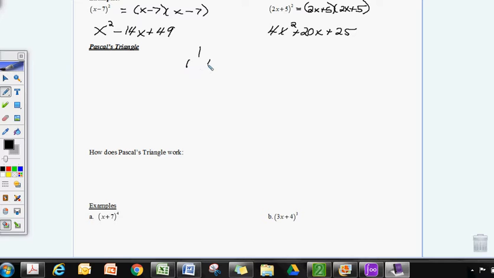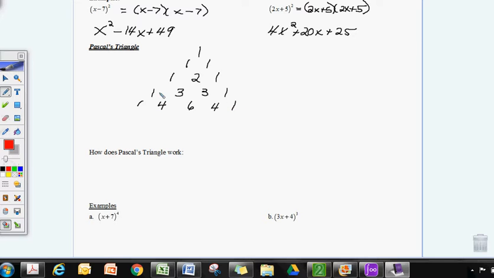The first line is 1 and 1. The second line is 1, 2, 1. And the third line is 1, 3, 3, 1. You should be able to start to see a pattern. So if you think you know the pattern, go ahead and write it down. I know that it's 1, 4, 6, 4, 1. Notice that it's increasing one term every time we go down.